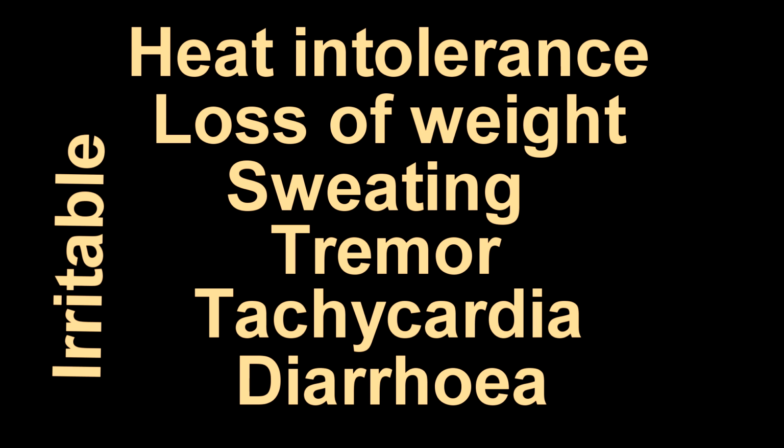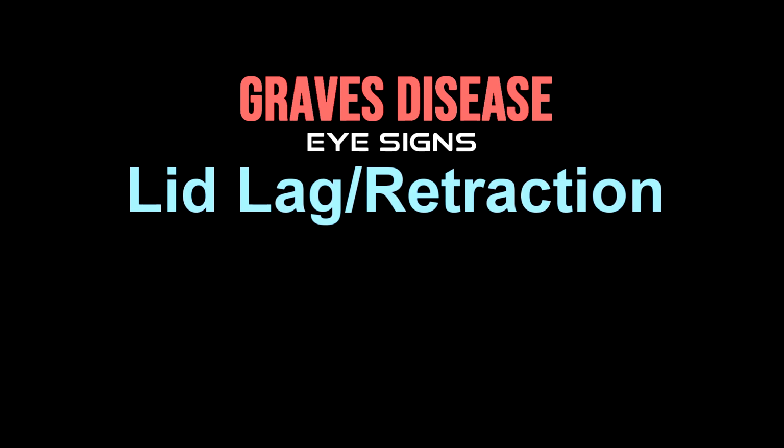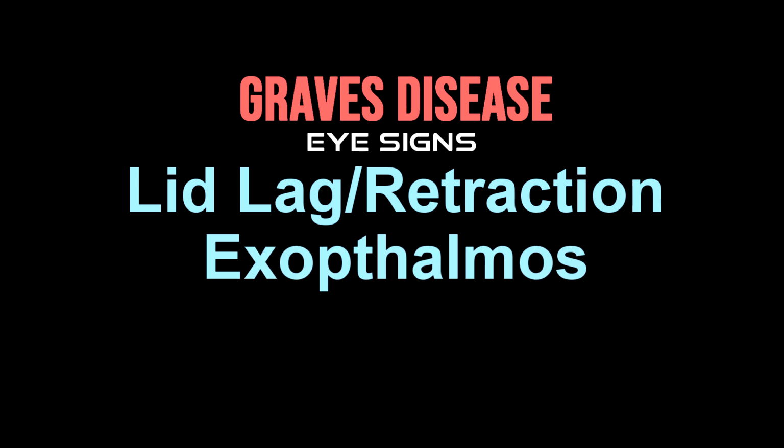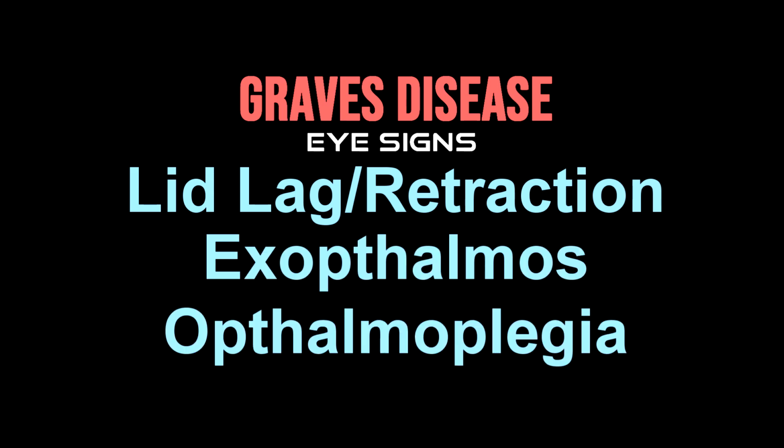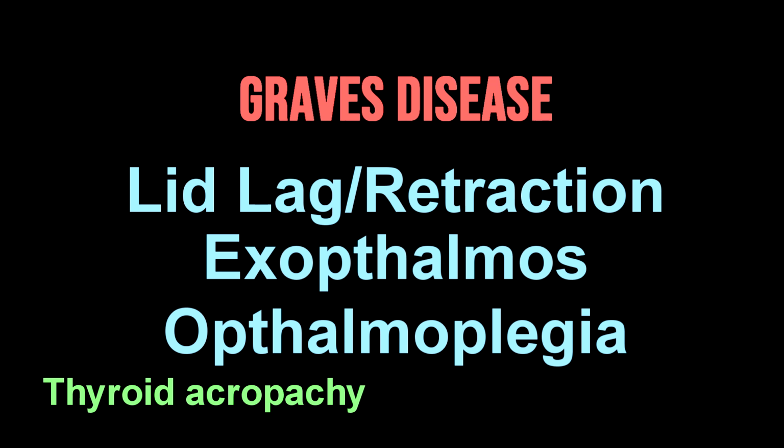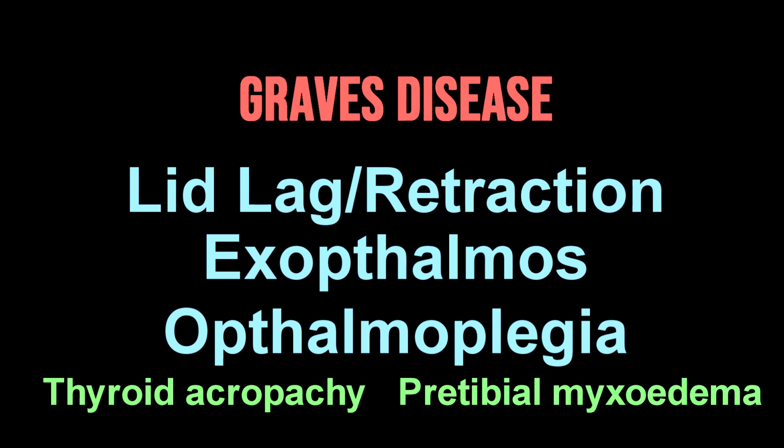You get problems in females with your period, and in Graves' disease particularly, you get these eye signs. So you get lid lag, lid retraction, exophthalmos, ophthalmoplegia, as well as thyroid acropachy affecting the nails. You can get some pretibial myxedema as well.